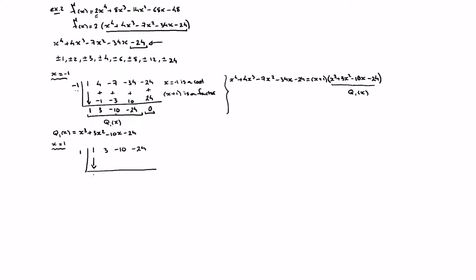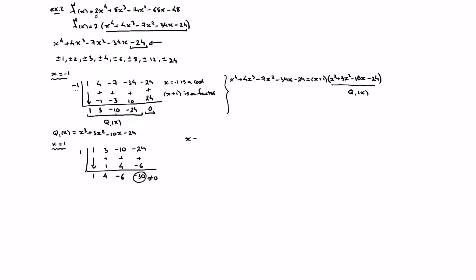So we start by carrying down the 1. 1 times 1 is 1. 3 plus 1 is 4. 1 times 4 is 4. Negative 10 plus 4 is negative 6. 1 times negative 6 is negative 6. And negative 24 plus negative 6 is negative 30. And since this isn't equal to 0, we can conclude that 1 is not a root of this polynomial, nor of f of x. That's okay. Let's try the next factor in the list.